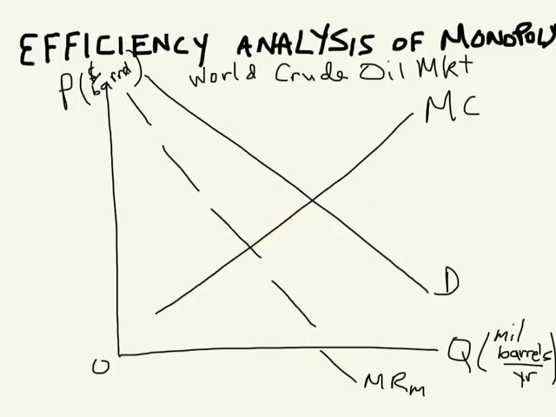Let's analyze the efficiency of the monopoly outcome. And let's take a market like crude oil that could be a competitive market, but instead it's not. Actually, in reality it's not been entirely monopolized, but the cartel OPEC has a big market share. But let's pretend that it's been entirely monopolized by OPEC.